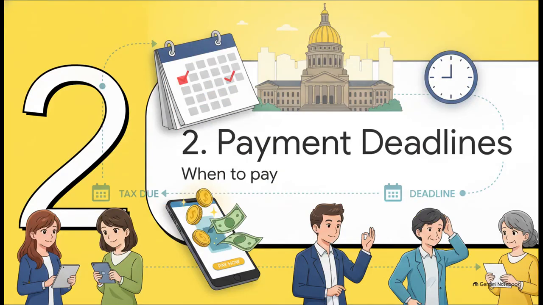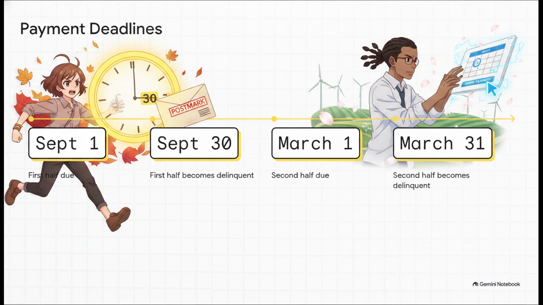Moving on to part 2, the payment deadlines. Okay, mark your calendars because there are 2 absolutely crucial payment cycles in Iowa. Your total property tax bill is actually paid in 2 installments. The first half is due on September 1st, and, this is the big one, it officially becomes delinquent after September 30th. The second half is due on March 1st and goes delinquent after March 31st.